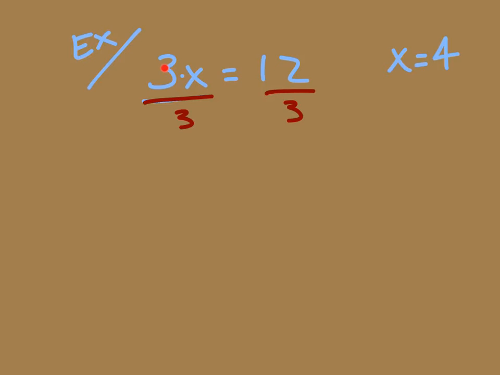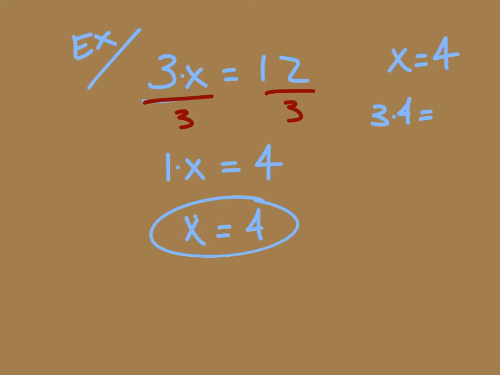What you get is 3 divided by 3, which is 1. So you're left with 1 times x is equal to 12 divided by 3, which is 4. Now, 1 times any number is simply just that number. So 1 times x is going to be x, and that's equal to 4. And that's what we're looking for. And we can check and say, does 3 times 4 make a true statement? 3 times 4 is 12. 12 is equal to 12. That's true. So therefore, we're good.